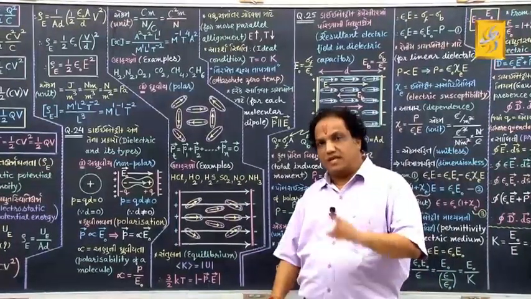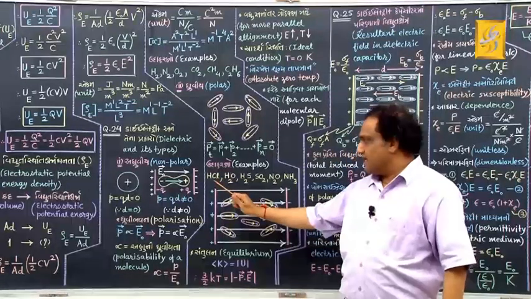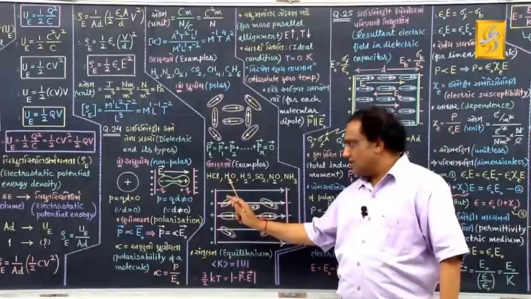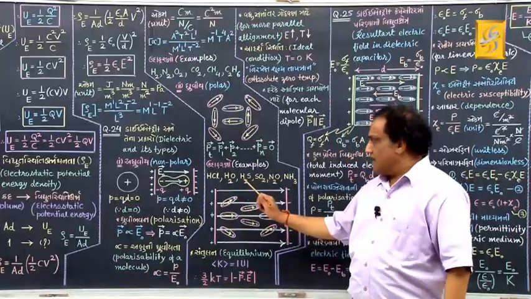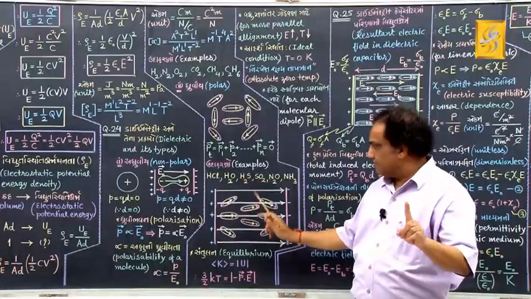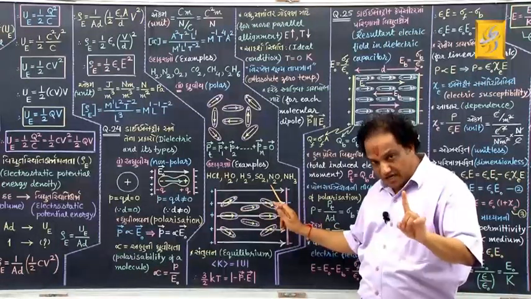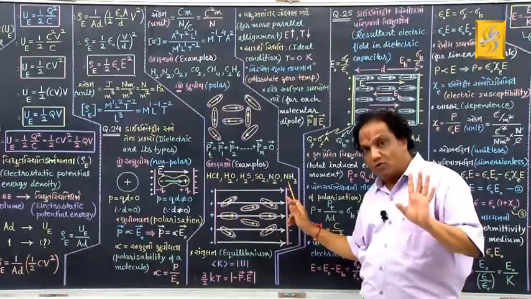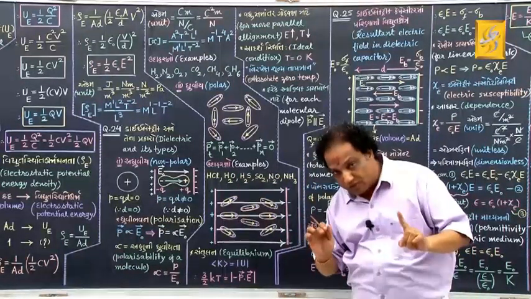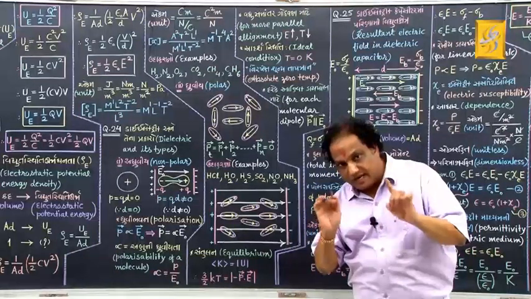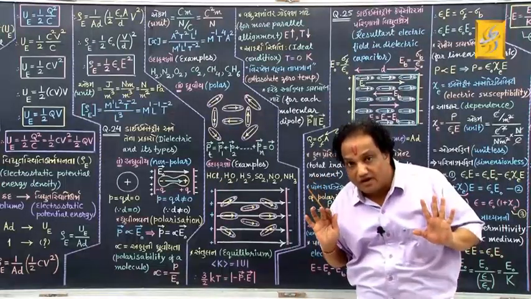Now let us see some examples of polar molecules. They are HCl, H2O. These 2 examples they have given in the textbook. Let me give you some other examples. H2S, that is hydrogen sulfide, SO2, that is sulfur dioxide, N2O, that is nitrous oxide, and NH3, that is ammonia, correct? These are those molecules which are called polar molecules. They have some electric dipole moment even in the absence of an externally applied electric field.